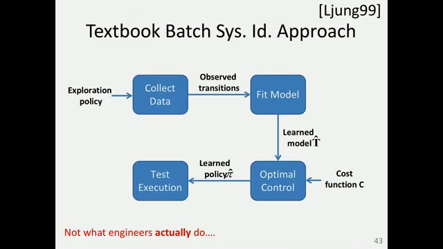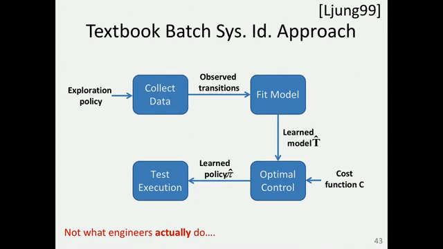Okay. So the textbook's approach to optimal control is you do system identification first, and then you do optimal control. It's quite literally the textbook. If you look at Leonard Ljung's book, he tells you this is what you do. In practice, by the way, this is not actually what engineers do, which is a sure sign that something's wrong. We'll see what's wrong in a second.